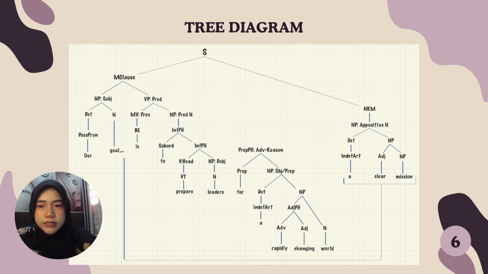And inside this phrase, leaders is the direct object of the verb prepare. And for a rapidly changing world is an adverbial modifier that gives more detail. And the phrase a clear mission is a non-restrictive appositive noun that gives extra information about our goal, but is not needed for the sentence to make sense. And last, each part of the sentence has a clear job and helps to express the full meaning in a smooth and logical way.